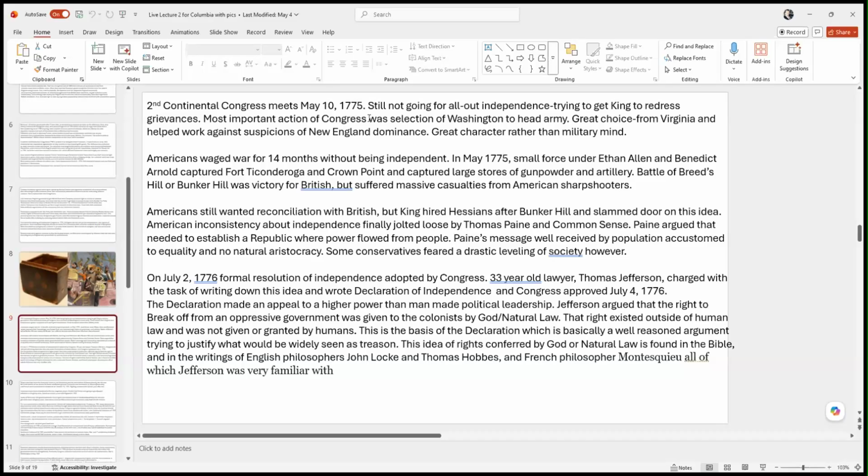And of course, that becomes the Declaration of Independence, introduced on July 2nd, 1776. And of course, it was approved July 4th, 1776. Of course, that's why tomorrow's such an important day. And that was basically a public document to show the world why we were rebelling against England, why it was okay for us to do that.